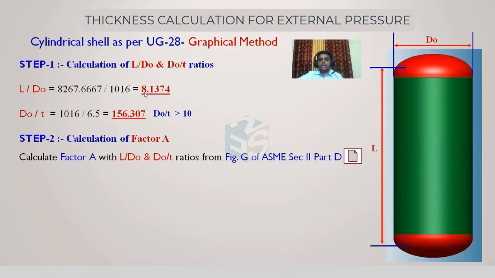So now we have to calculate factor A for the values 8.1374 and 156.307. So our values are 8.1374 and 156.307. DO by T is 156 and L by DO is nothing but 8.1374. So let's go into the code and check what value of factor A we are getting.